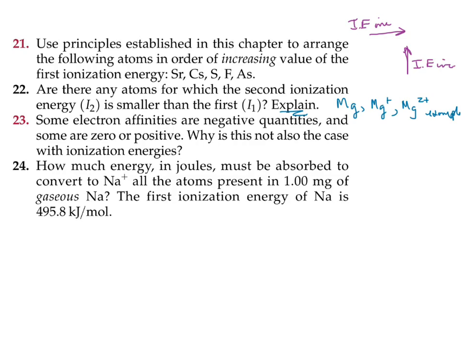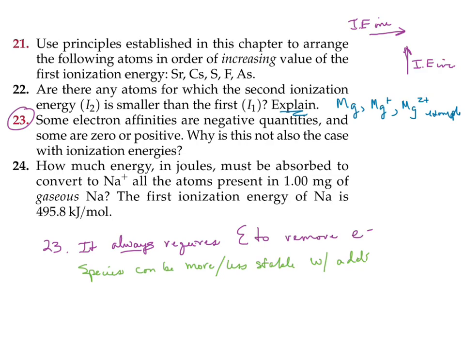For the next one, some electron affinities are negative quantities, some are 0 or positive. Why wouldn't this also be the case with ionization energy? It's what I said in lecture. It always requires energy to remove an electron. That's ionization energy.